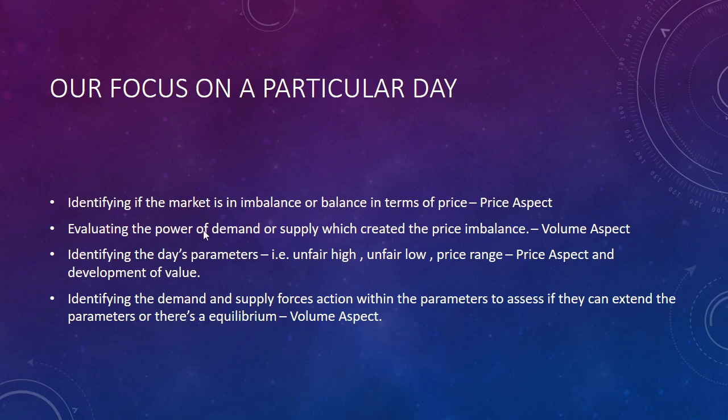So here we are mostly focusing on imbalance and balance, and demand and supply. Imbalance is something which gives you a trend to play with. Balance is something which tells you that there is no trend and you have to be neutral on the market, selling at higher prices and buying at lower prices.